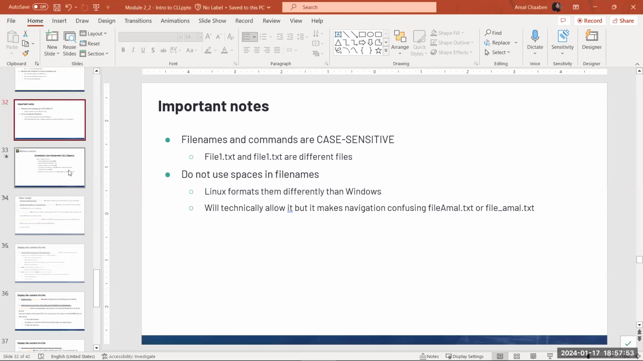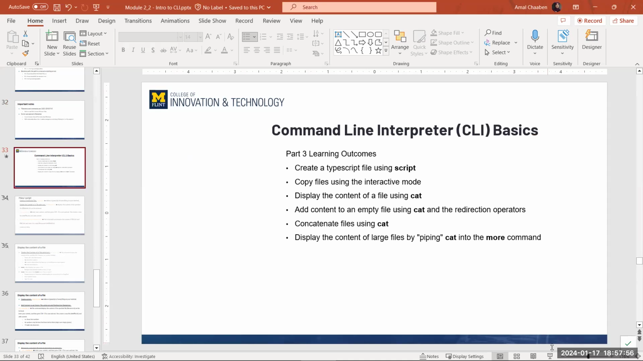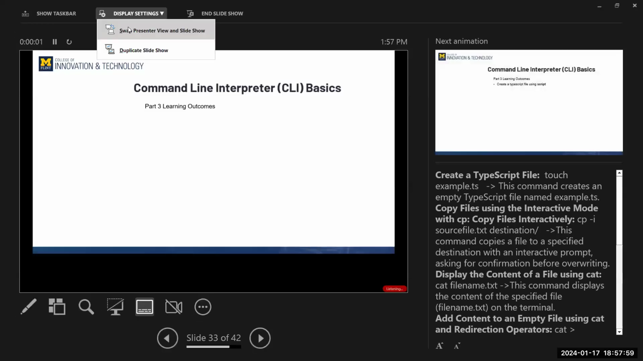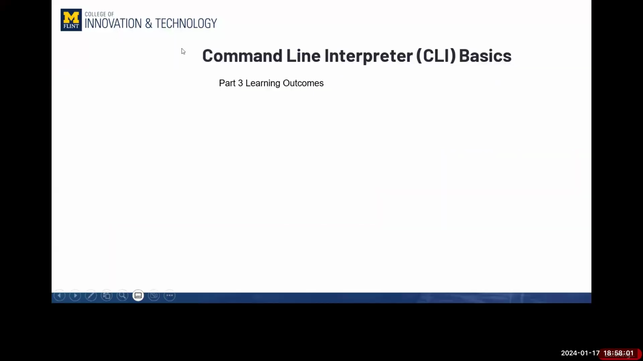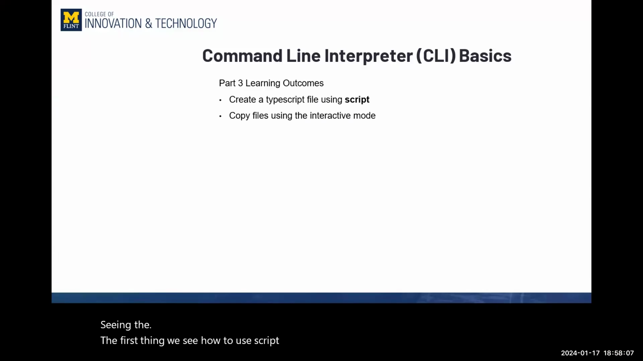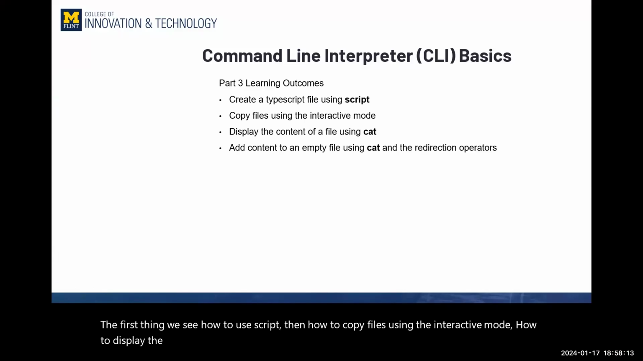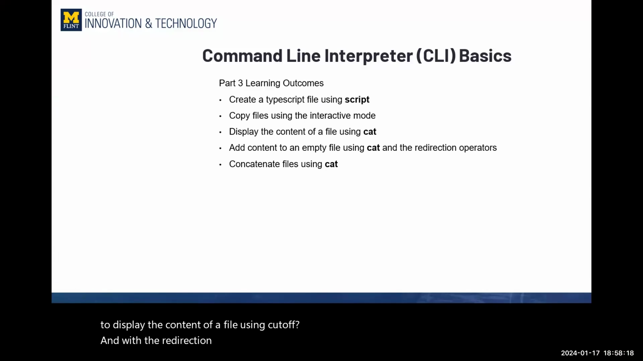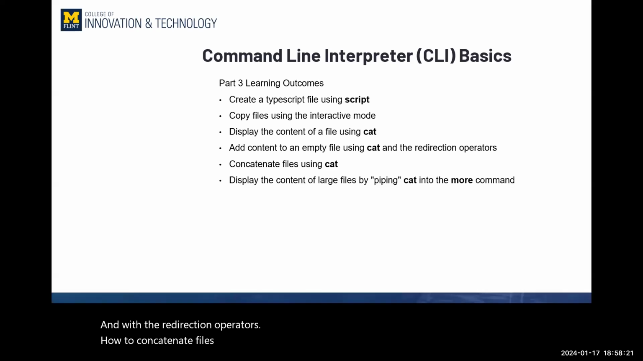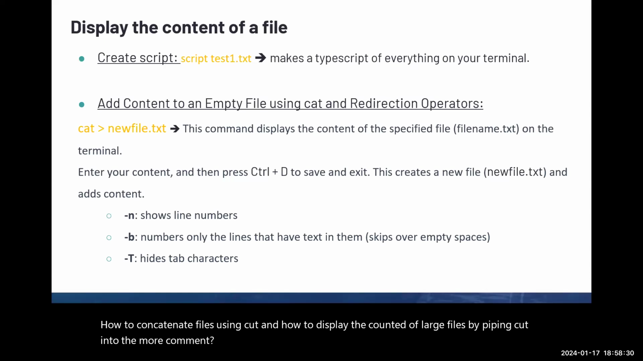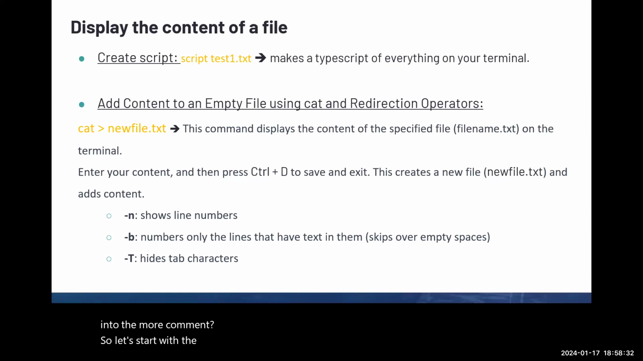Now let's move to the next part, in which we'll see how to use script, how to copy files using the interactive mode, how to display the content of a file using cat, and with the redirection operators, how to concatenate files using cat, and how to display the content of large files by piping cat into the more command. So let's start with the first one, display the contents of a file.